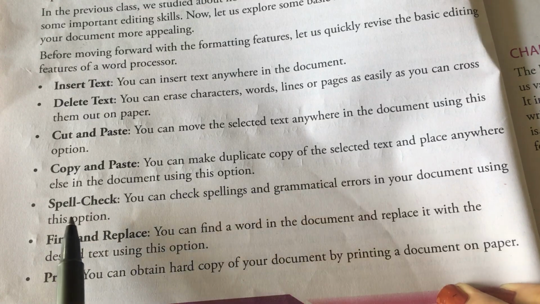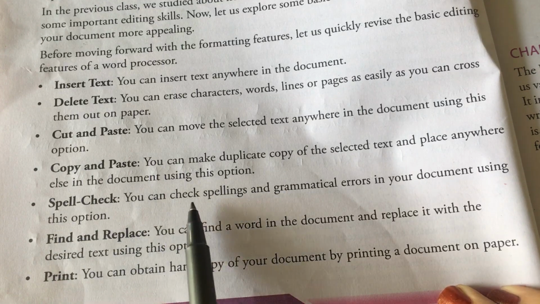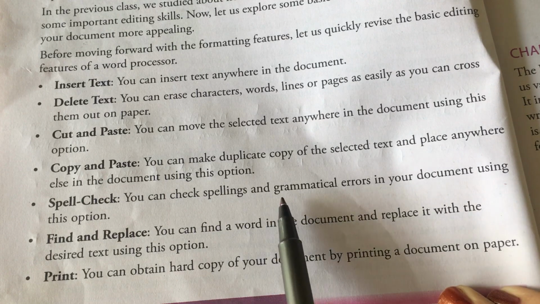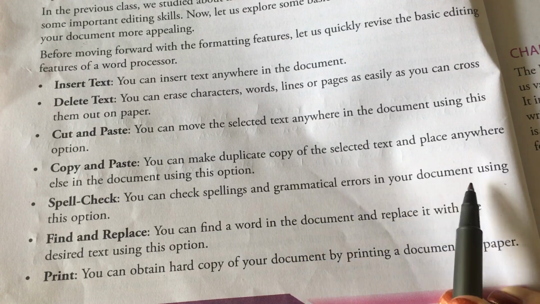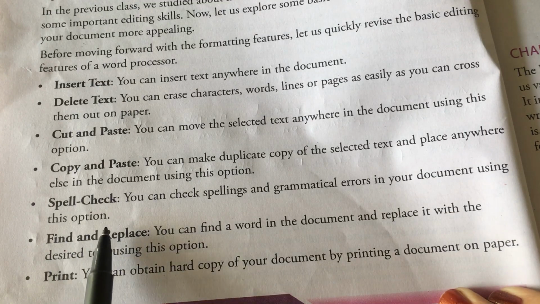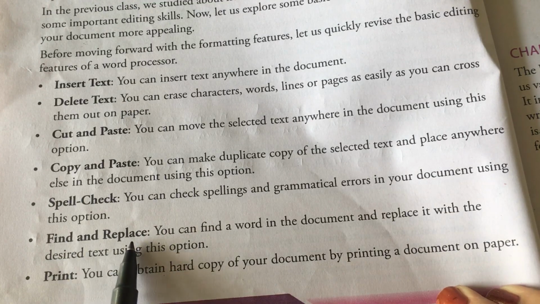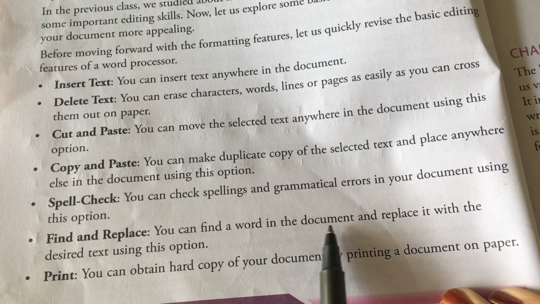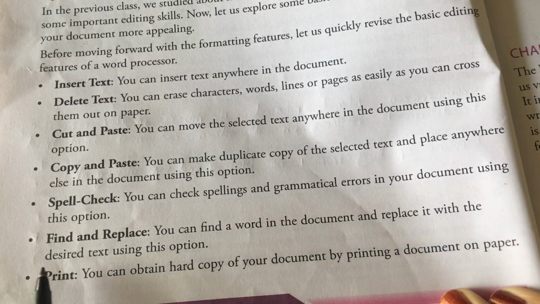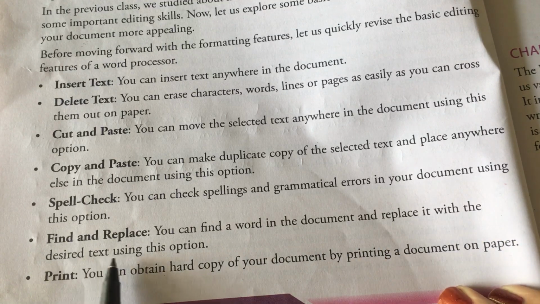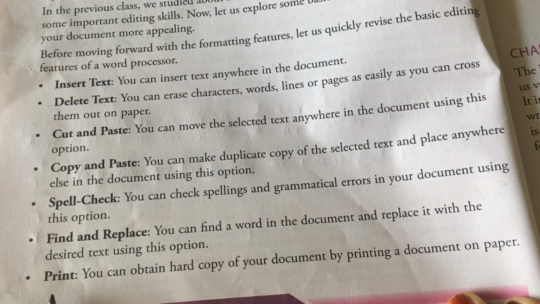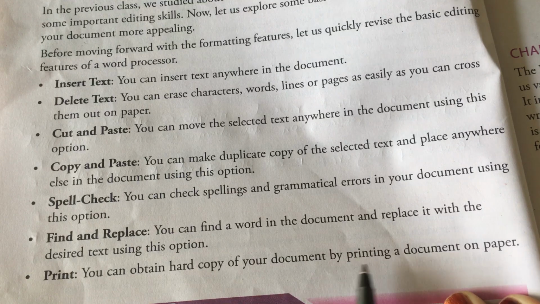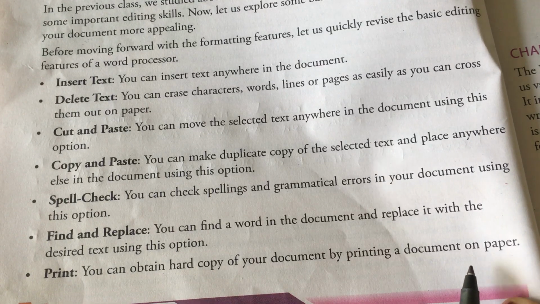this option. Spell check. You can check spellings and grammatical errors in your document using this option. Find and replace. You can find a word in the document and replace it with the desired text using this option. And print. You can obtain a hard copy of your document by printing a document on paper.